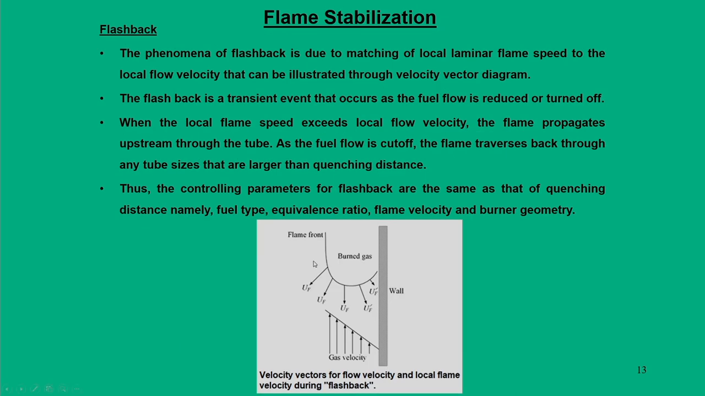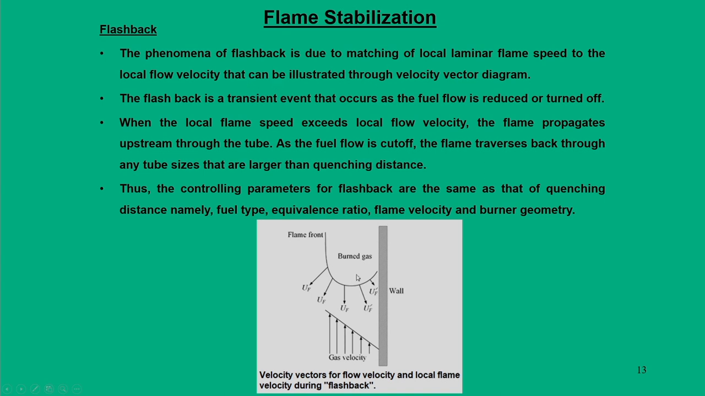So, now let us understand one by one why flashback occurs. If you look at how flashback actually happens, there are two speeds that control the motion of the flame. The first is the flame speed, at which the flame moves ahead, and then there is the gas velocity that pushes the flame further. These two things allow us to have a steady laminar flame. But flashback happens when there is a mismatch between the local laminar flame speed and the local flow velocity.